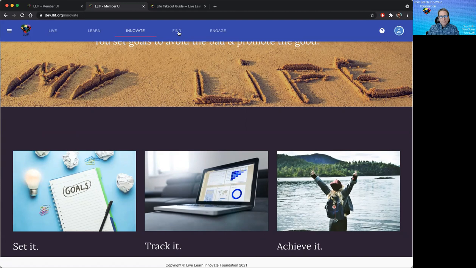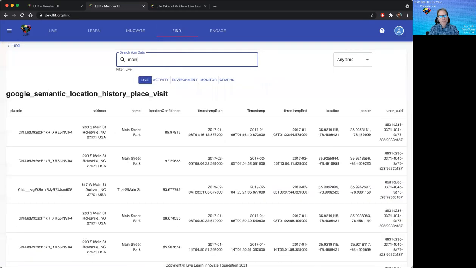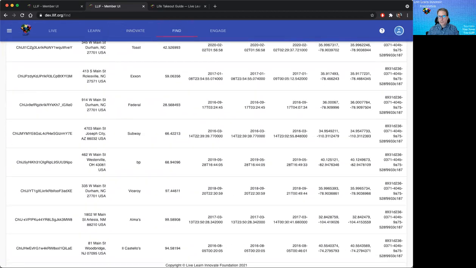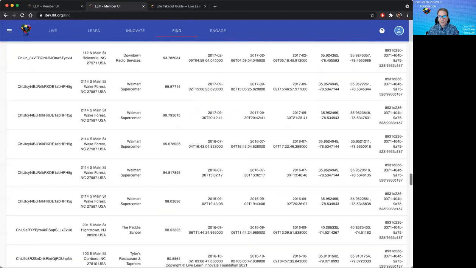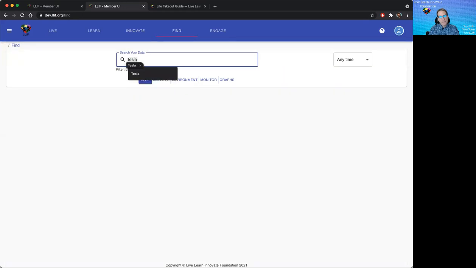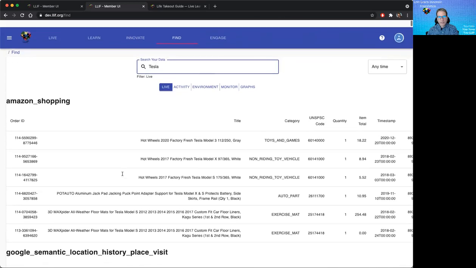or your kids, right? Then Find is interesting. When you come in here, you're searching across all your data. So if I type in the word Maine, I'll actually see the places I visited with the word Maine, and you'll see there's, since it's such a common word, lots of places that I visited. But I could also type in Tesla, because I bought Hot Wheels cars for Teslas, right? And you'll see that, or I visited Tesla service center or something like that.